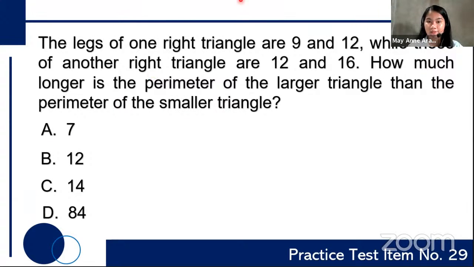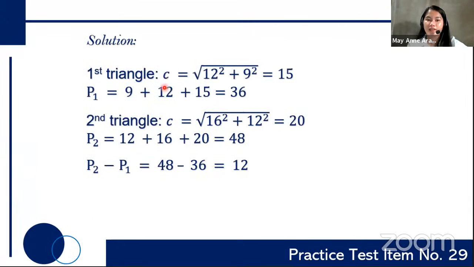So, to answer this problem, we need to solve first for the length of the other side of the right triangle, since we need to compare their perimeters. Let us apply the Pythagorean theorem to solve for the missing lengths. For the first triangle, 12 squared plus 9 squared equals 15 squared. So the perimeter, 9 plus 12 plus 15, is 36.